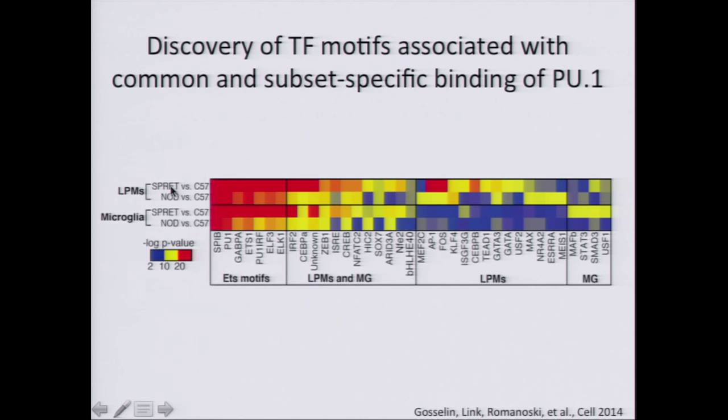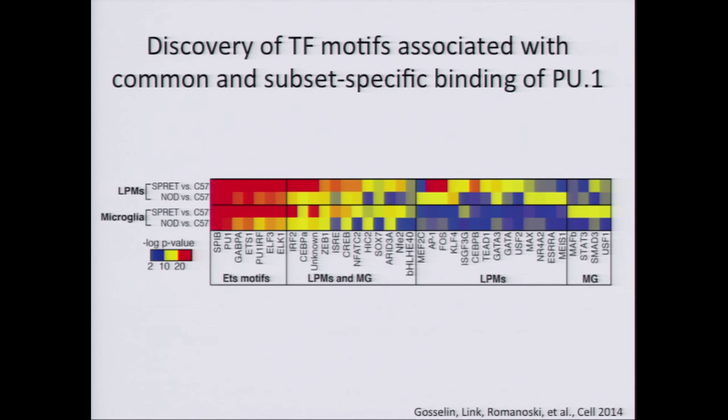So this is like a confirmation GWAS study. If we find a motif that's important in the SPRET mouse and then find the same motif again but for different mutations in NOD, then we're pretty confident that we found a motif that is important. And for most of the motifs that we identified, we've confirmed mutations in both strains.